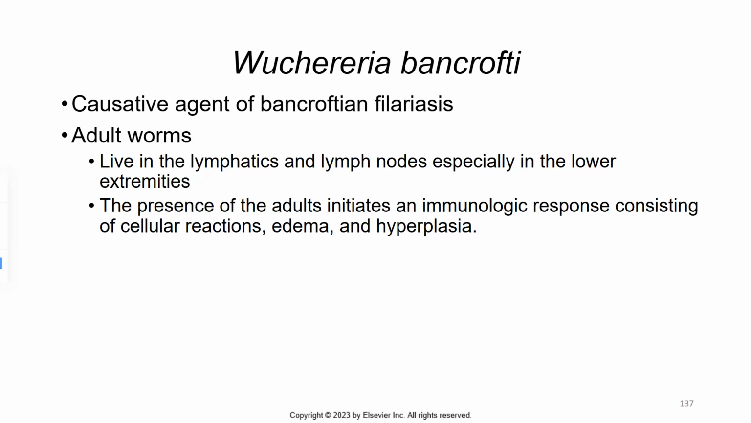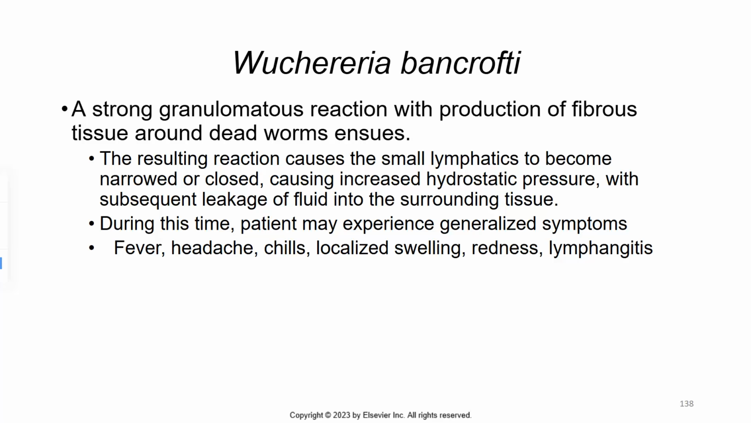Wuchereria bancrofti, causative agent of Bancroftian filariasis. Adult worms live in the lymphatics and lymph nodes, especially in the lower extremities. The presence of the adults initiates an immunologic response consisting of cellular reactions, edema, and hyperplasia. A strong granulomatous reaction with production of fibrous tissue around the dead worms ensues. The resulting reaction causes the small lymphatics to become narrowed or closed, causing an increase in hydrostatic pressure, with subsequent leakage of fluid into the surrounding tissue.